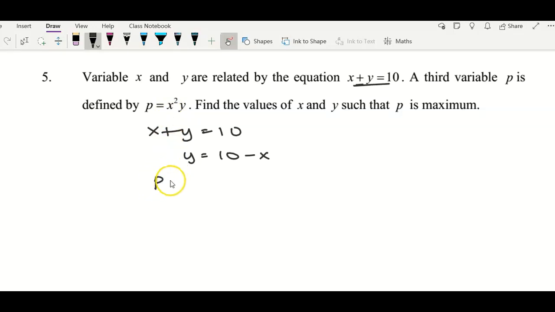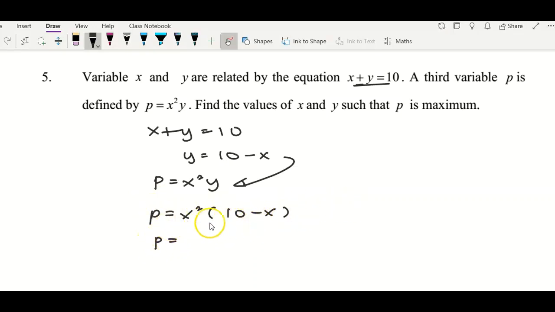All right. So this is our expression for p. Substitute the y inside. You will have p equals x squared multiplied by 10 minus x. So can you see that my expression of p now only consists of the variable x? Now we need to find dp/dx. Before this, I expand first.